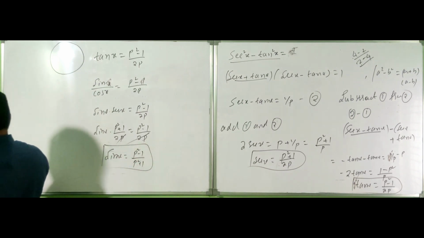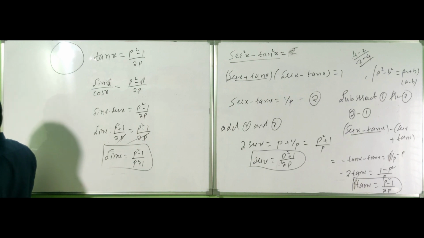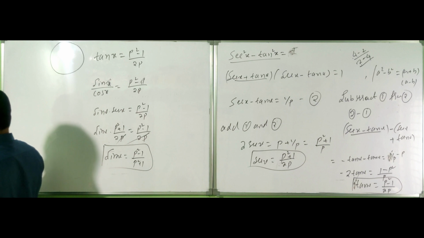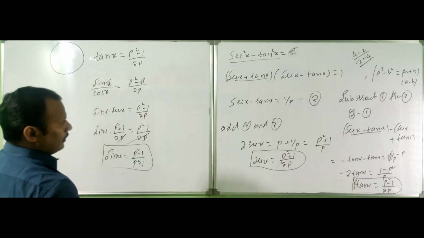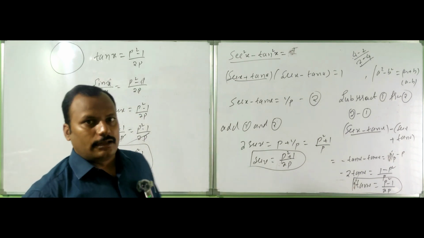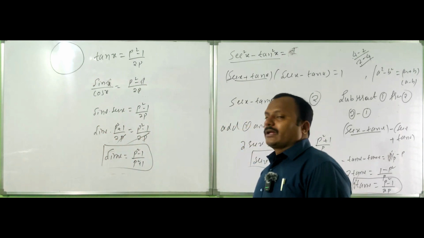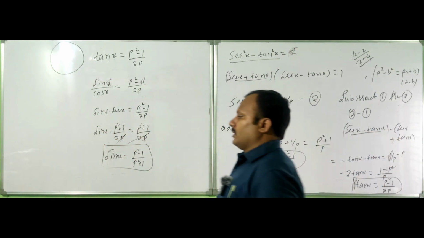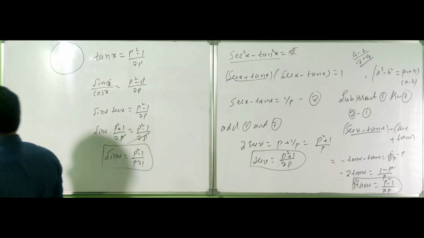That is the first solution. Second, they given p is equal to 4. That is easy. Just put p is equal to 4 in that equation, we will get the positive value and it belongs to the ASTC rule, the first quadrant.